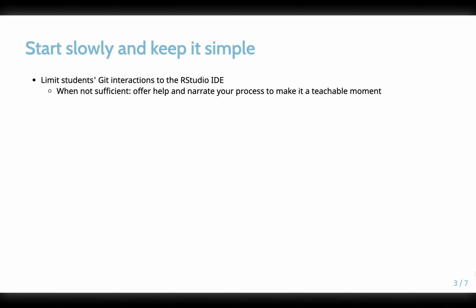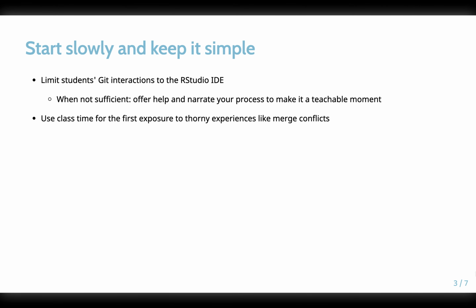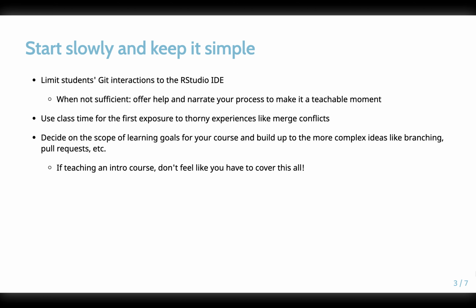So the first thing that's really important to mention here is that if you are going to be teaching version control, start slowly and keep it simple. For example, if you're teaching in the context of R in RStudio, limit students' Git interactions to the RStudio IDE. In rare circumstances where this is not sufficient, offer help and narrate your process to make it a teachable moment for your students. Use class time for the first exposure to thorny experiences like merge conflicts, doing these in a controlled environment where you can actually help out the students, and especially where they know that an error is coming up and that they're going to have to deal with it and they have precise instructions for how to do so is very, very useful.